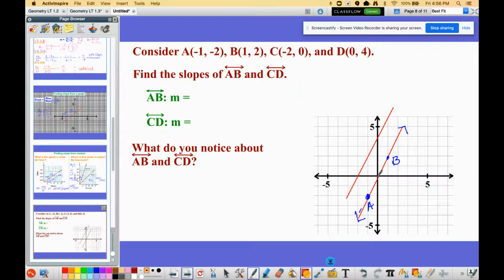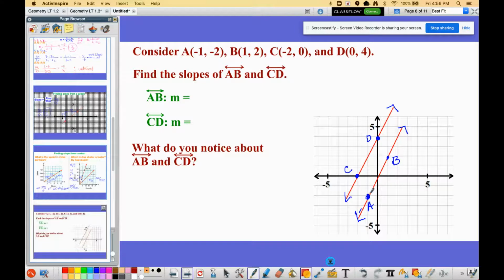Point C is -2, 0. And D is 0, 4. Label those points, connect those points to make a line for CD. We're going to find the slope for AB, and we've looked at lots of ways to do this. The easiest right now, since we have a graph, is that we can just count.